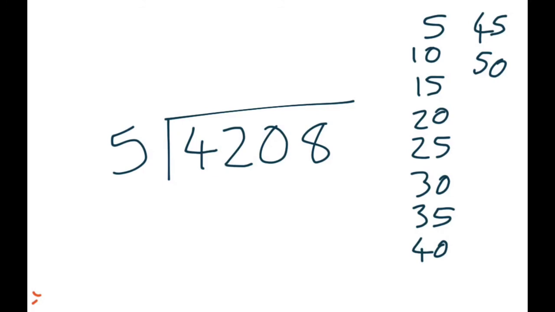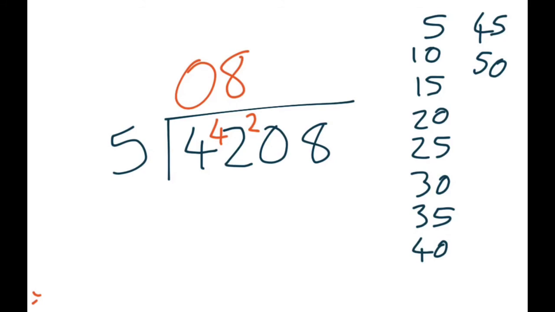Right, 5s into 4. Nope, doesn't go. So that's a 0. That means all 4 of these haven't been used. So all 4 have got to be taken over to 42. Okay, let's see how far we can get. We can get all the way down to 40. We can't get to 45. So that's 1, 2, 3, 4, 5, 6, 7, 8. So it's 8 times, and we used 40 of the 42. So that means we've got 2 left over.